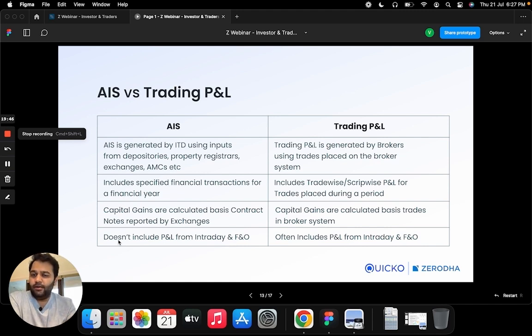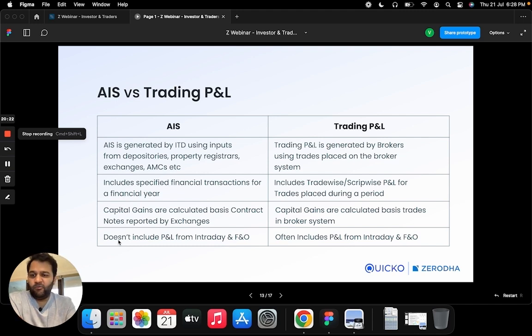On the other hand, trading P&L mostly includes intraday and F&O segments. Now, this being said, we are not saying one is better than the other. What we are saying is a lot of places we have seen that broker P&L does not have all the information, does not cover all these segments, or may miss out on certain nuances around taxation, right? So you should always seek advice from chartered accountants, a qualified tax professional, or you can also use an online platform like Quicko.